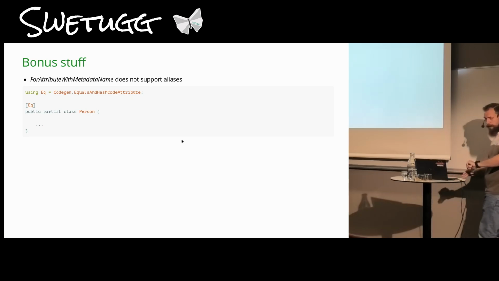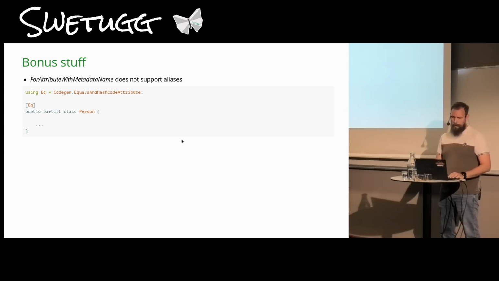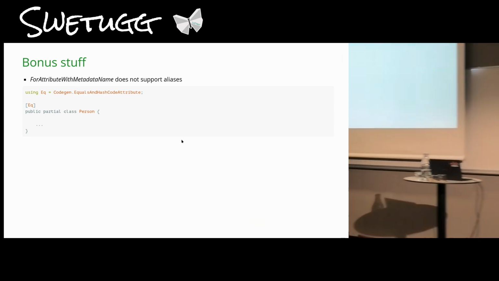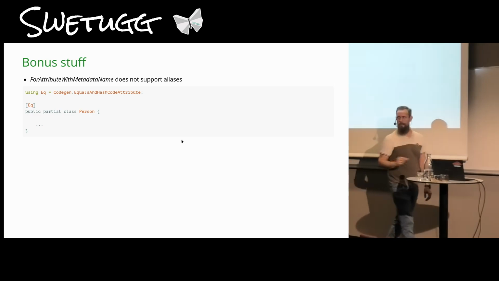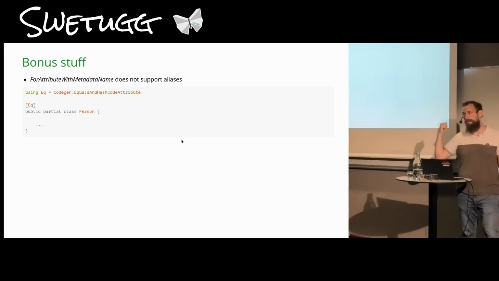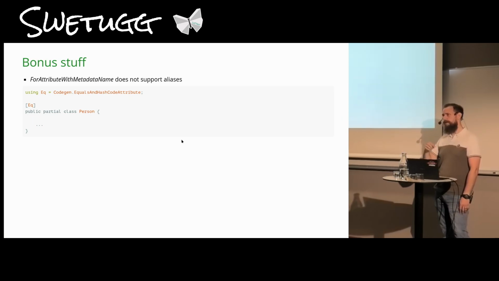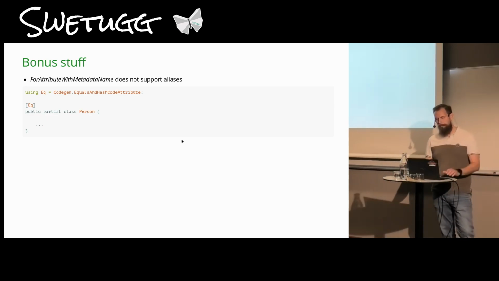I do have some bonus stuff. I realize we are over time already. But one thing that doesn't work with this ForAttributeWithMetadataName is aliasing. So if you would try to do something like this, because it looks for the CodeGen.EqualsAndHashCode attribute verbatim, right? So if you alias it, you won't find it. In that case, you need to have your filter later when you have access to the semantic model, in which case it will resolve EQ to CodeGen.EqualsAndHashCodeAttribute.